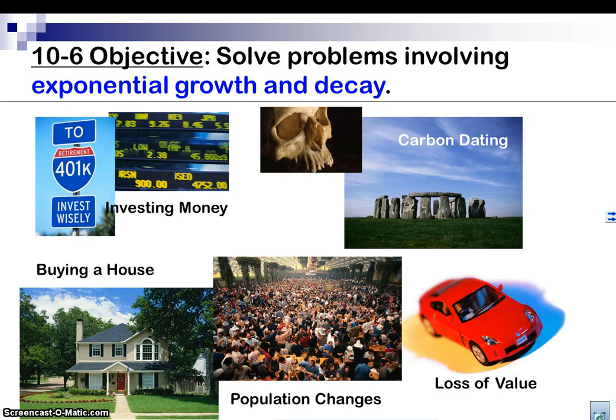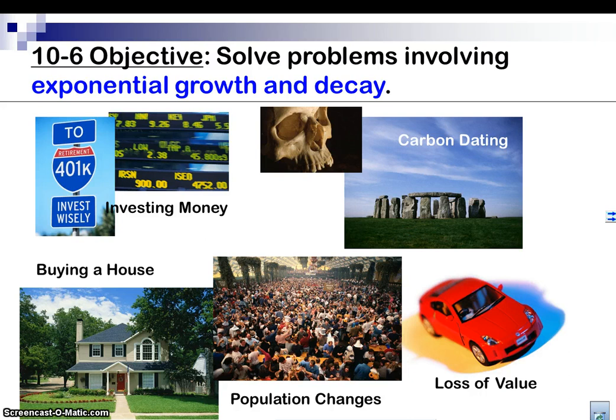So in this video, anyway, I want to talk about solving some problems involving exponential growth and decay. So we're looking at application problems, folks. We use exponential functions in investing money, buying a house, population change, loss of value, carbon dating, and also looking at the spread of viruses, things like that. And carbon dating is looking at how old things are that are in our grounds. So let's take a look at some application problems, okay?